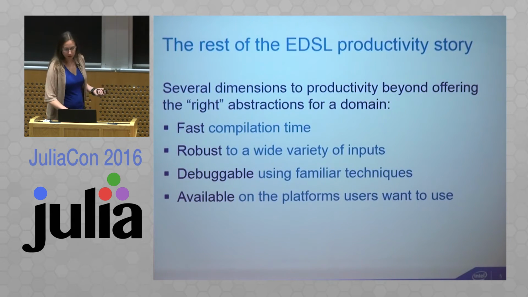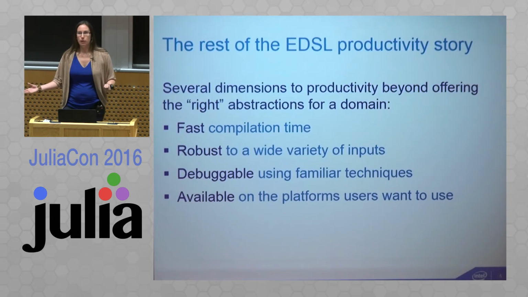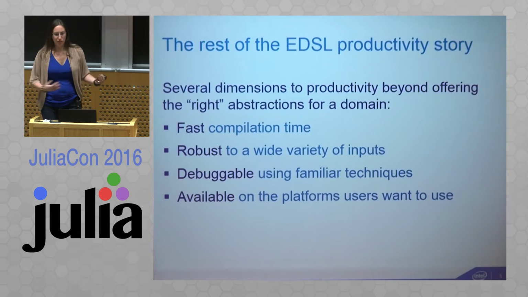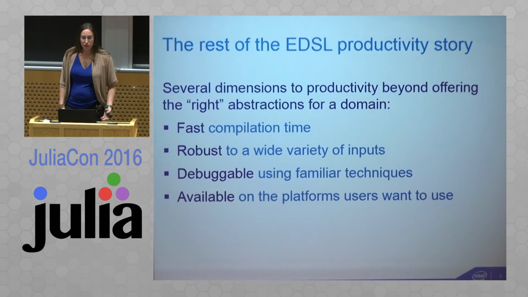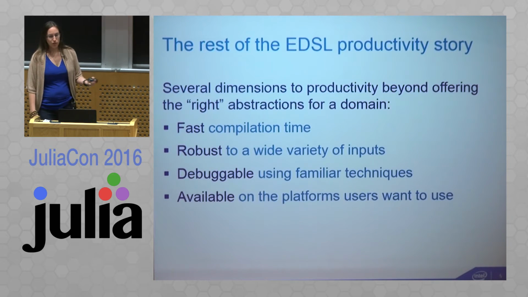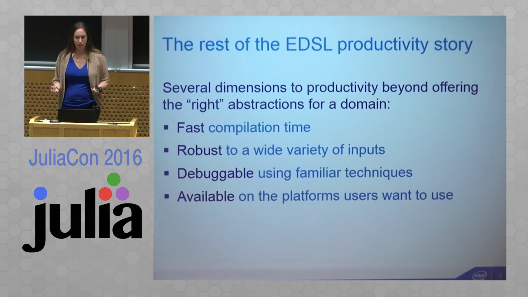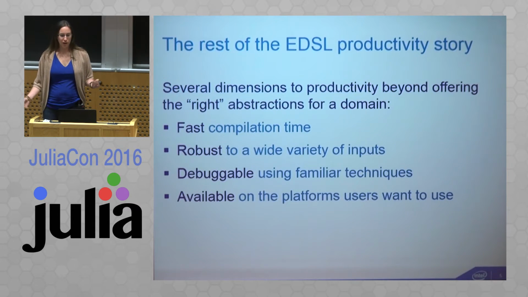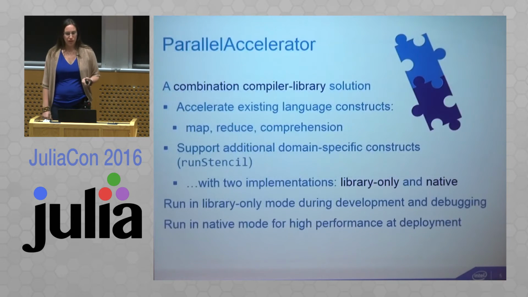So you could argue that none of these are open research problems, right? And I'm a researcher, so why am I looking at this? They're engineering problems. But nevertheless, they take a lot of effort to resolve, and failure to satisfy any of them is likely to hinder the adoption of a high-performance EDSL, no matter how good its performance is, and no matter how suitable its high-level abstractions are. So what can we do about this?